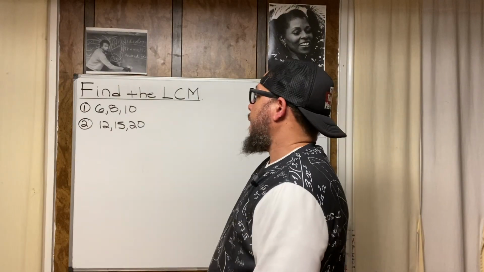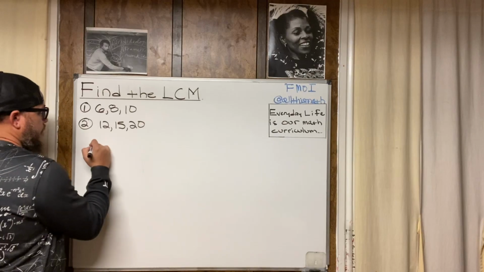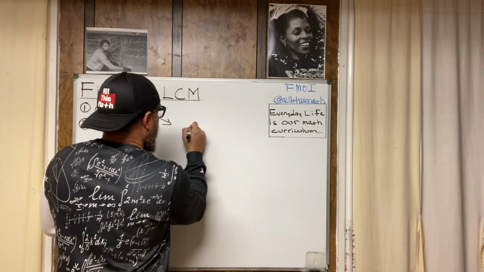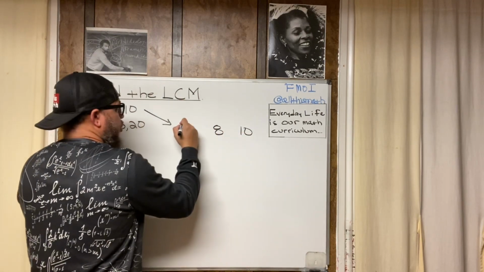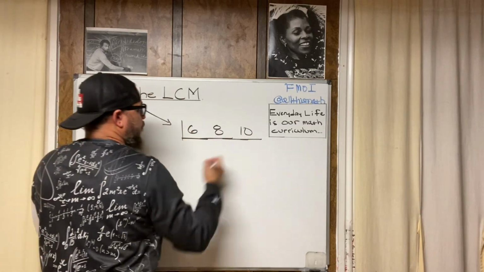All right, so 6, 8, and 10. We're going to do this one first. We're going to write the numbers over again. We're going to write 6, then 8, then 10. And then we're going to draw an L, like an upside down long division symbol.